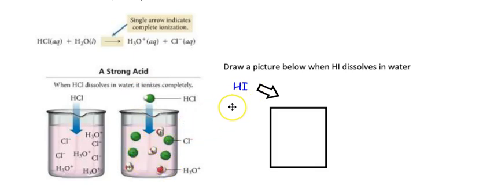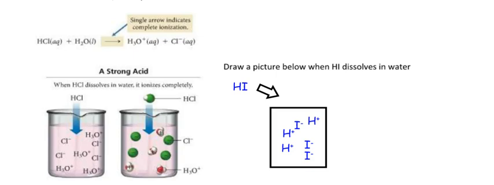So take a moment out and draw a picture of what happens when HI dissolves in water. So if we start with hydroiodic acid, not just HI, but hydroiodic acid, what does the beaker look like? Go ahead and do that. If you did something along these lines, that's what I did. Notice they're all broken up, okay? And so there's no complete molecule HI in the beaker, okay?